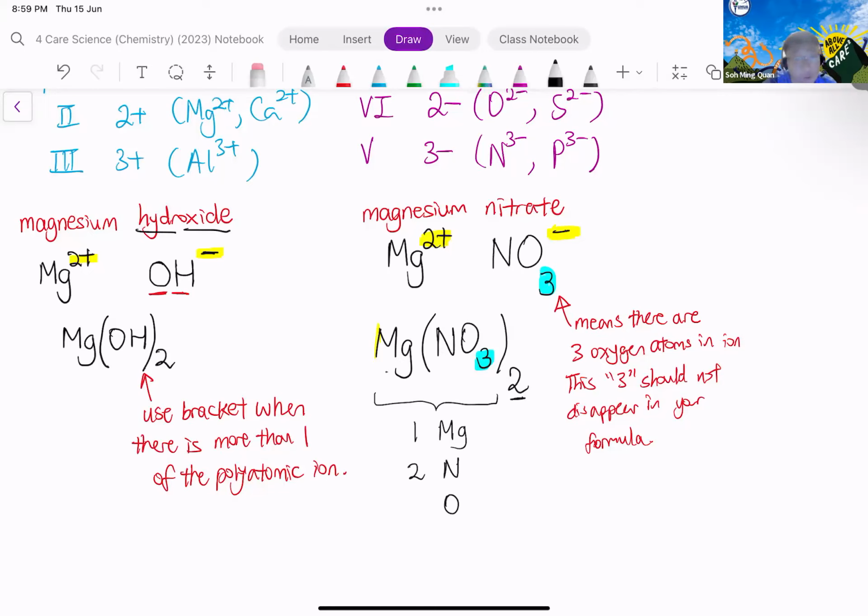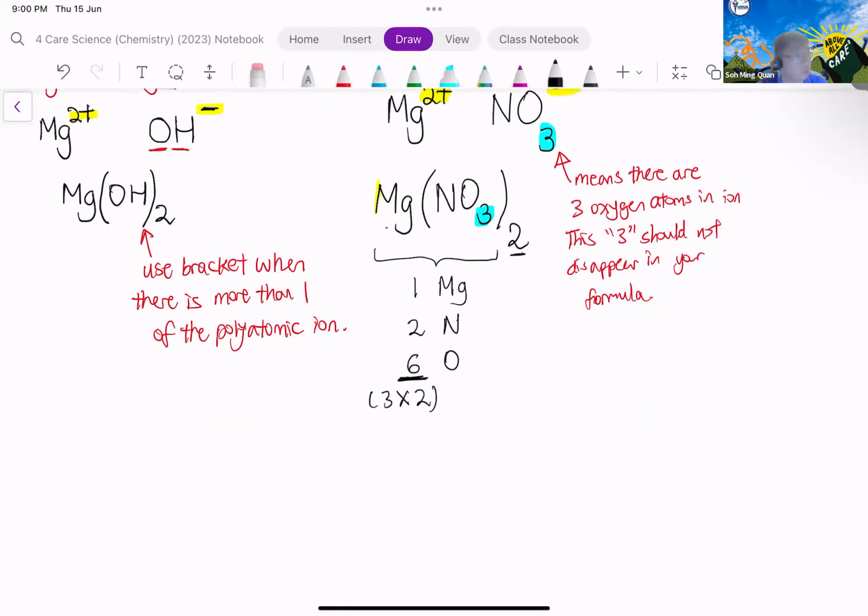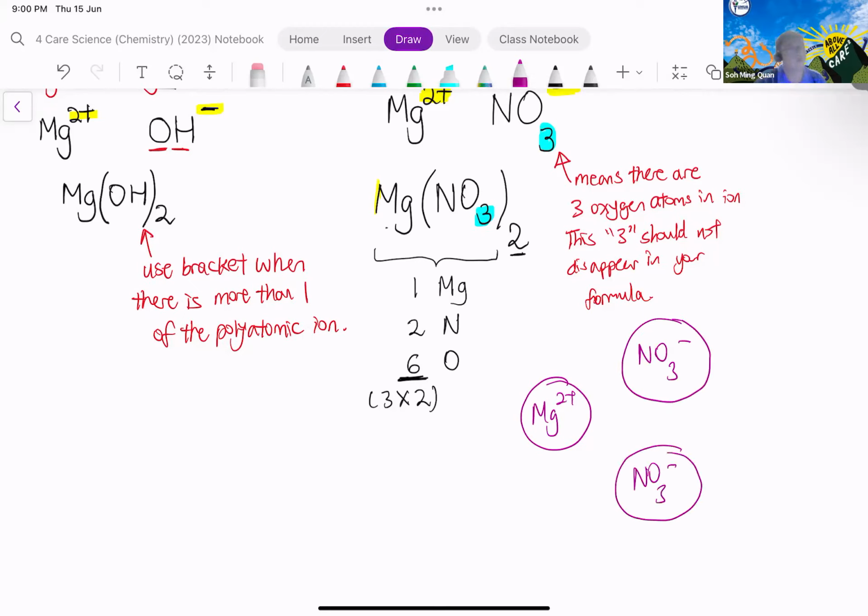So many students are confused. They will say 3 plus 2 equals 5, 5 oxygen. That is incorrect. You multiply in. So it's 3 times 2, which is 6. Okay? So there are 6 oxygens. And this makes perfect sense because when you write Mg(NO3)2, what you're saying is this: 1 magnesium ion with 2 nitrate ions. When you have 2 nitrate ions, you have a total of 2 nitrogen and 6 oxygens. Okay?